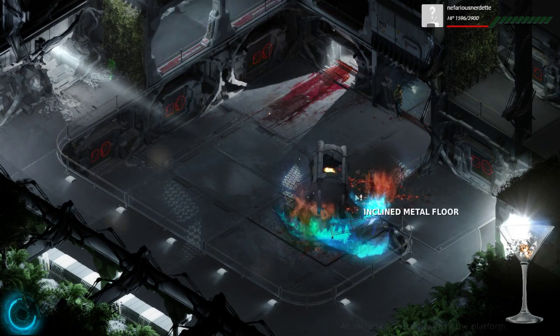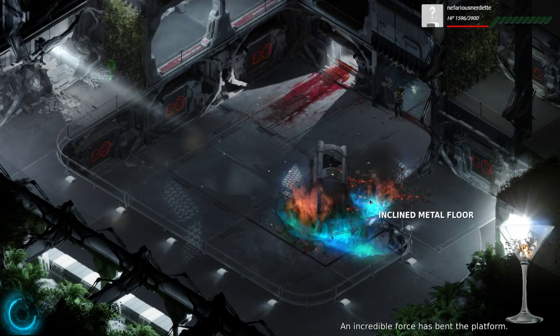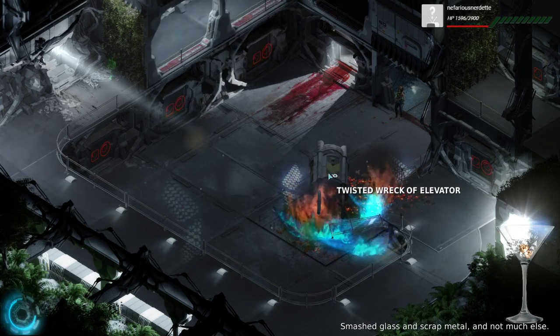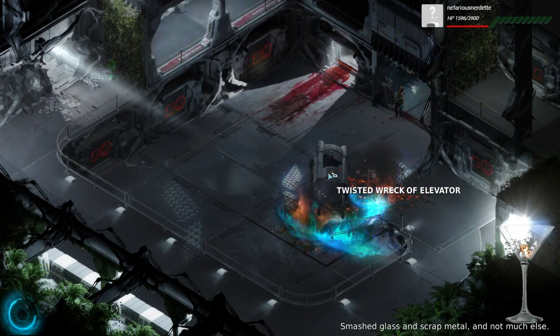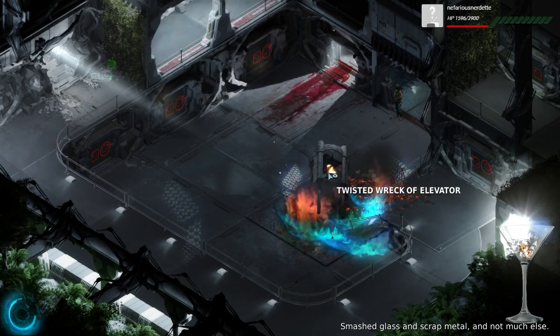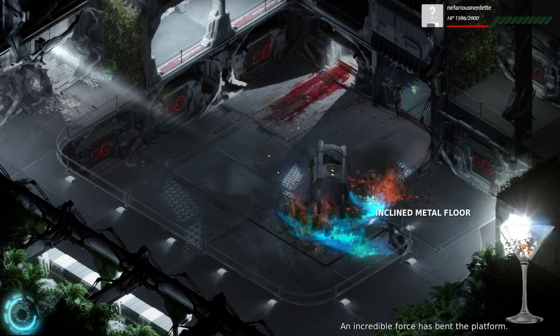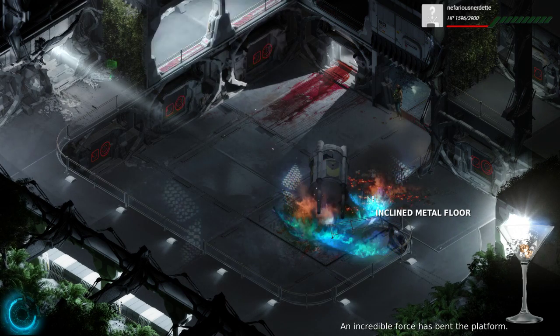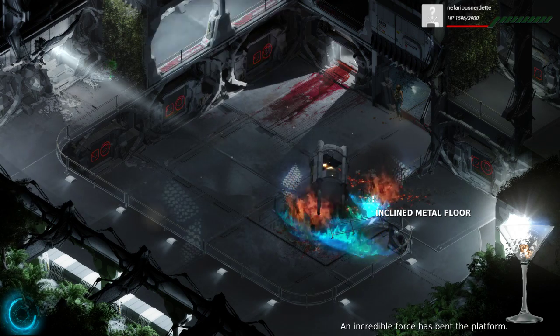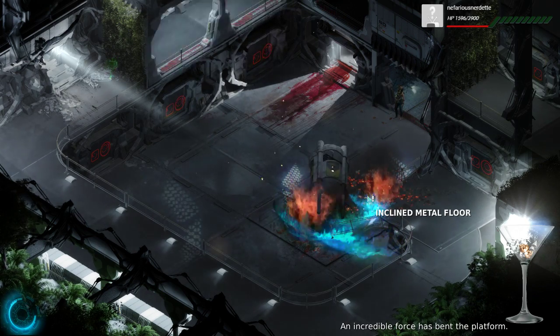Minor, huh? A minor elevator malfunction? There's blue flames everywhere. Twisted wreck of elevator. Smashed glass and scrap metal, but not much else. Inclined metal floor. It's not inclined. It's oh no, I guess it is inclined. Incredible forces bent the platform. Oh, okay.